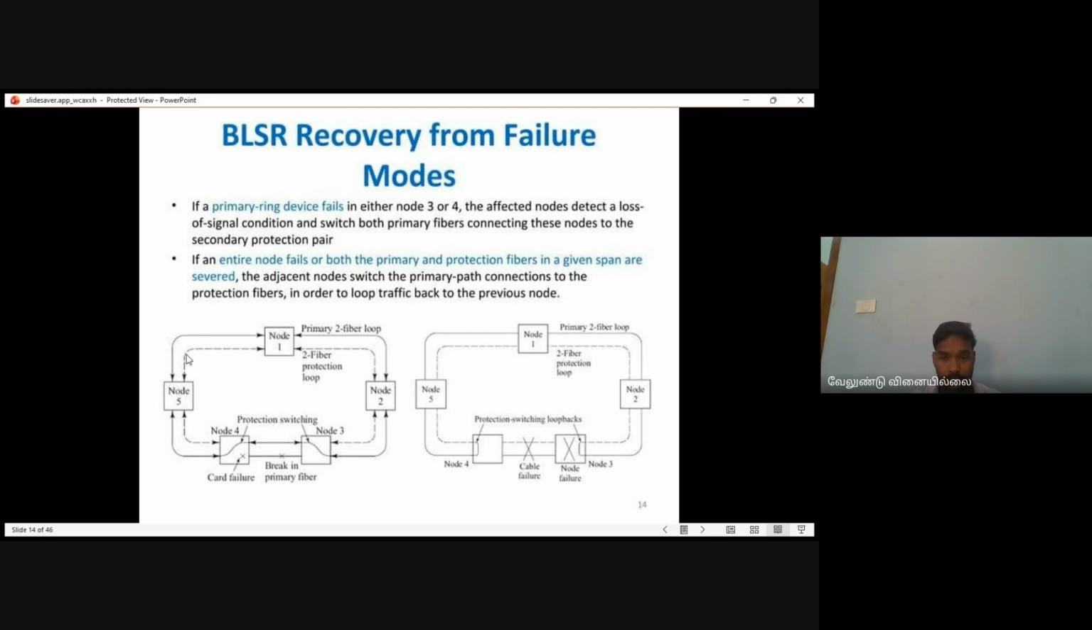Node 1 is incoming, and here also both are incoming. So bidirectional communication is possible this way. That is called BLSR.